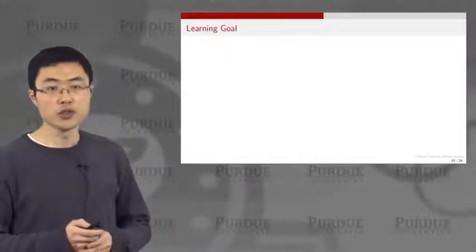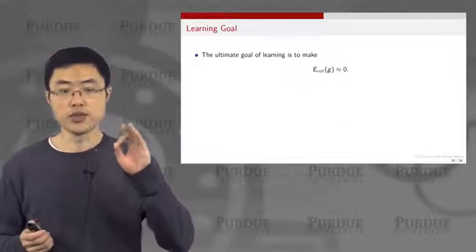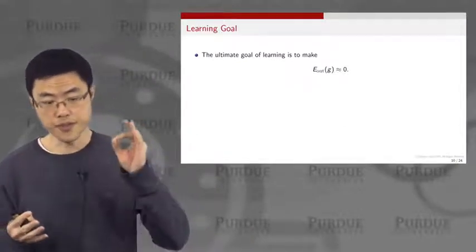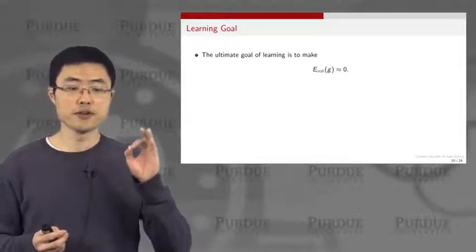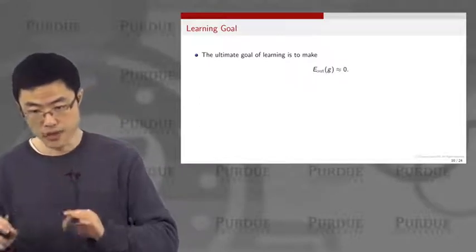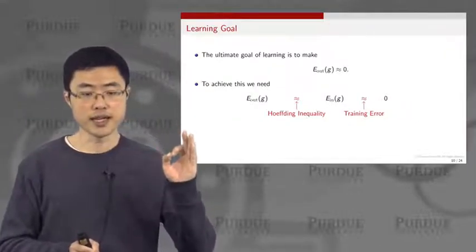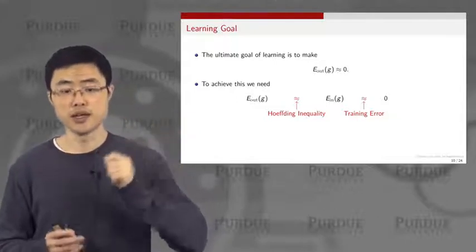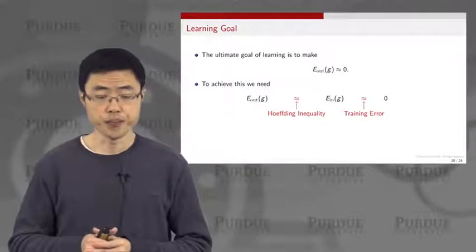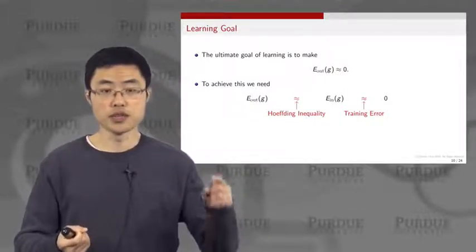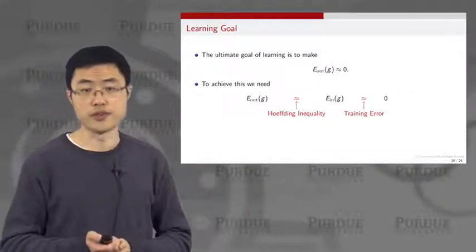So what is the learning goal of a learning algorithm? Well, the ultimate goal of learning is to ensure that your outsample error applied to your final hypothesis, which is the hypothesis that you're going to use for your deployment, is very, very small. Okay, so you care about the outsample error applied to g. You want it to be as small as possible. There are two ways to achieve this. The first one is to make sure that your outsample error is very, very similar to the in-sample error. Now how do we achieve that? Well, you need to use the Hoeffding inequality to achieve that. The second part of the equation is to ensure that E_in, the in-sample error, is very close to 0. Okay, so that requires the training error to be very small.